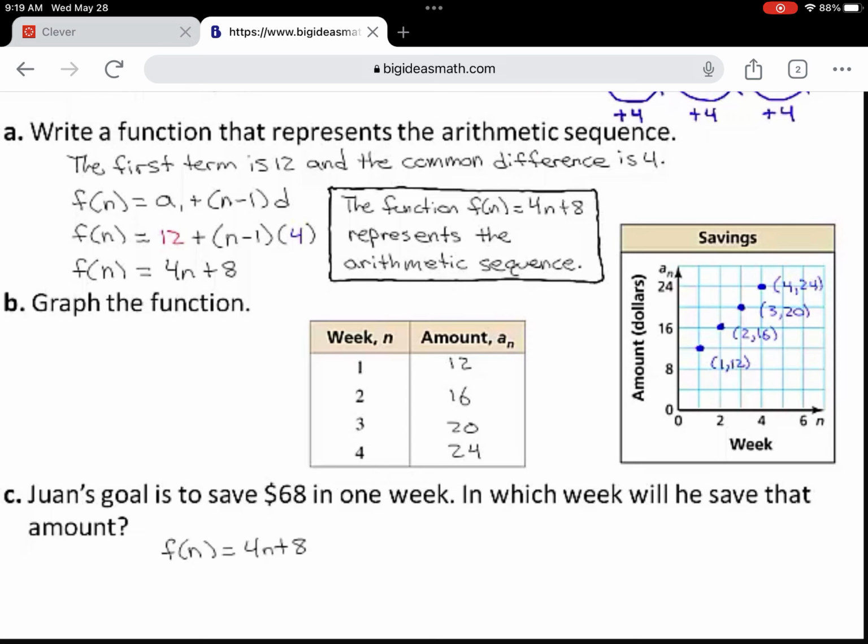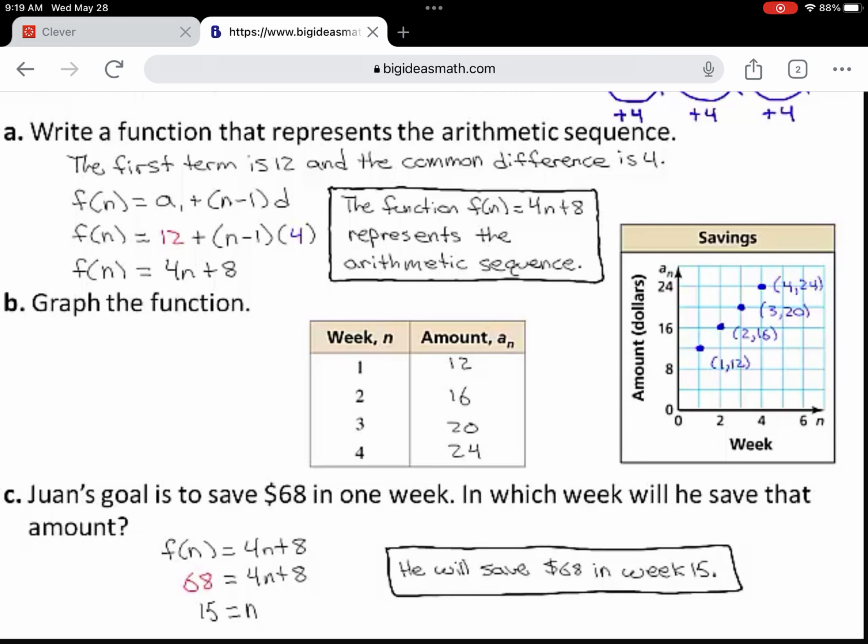Use the function f of n equals 4n plus 8 to find the value of n for which f of n equals 68. Substitute 68 for f of n. 68 equals 4n plus 8. Then solve for n to get 15 equals n. So he will save $68 in week 15.